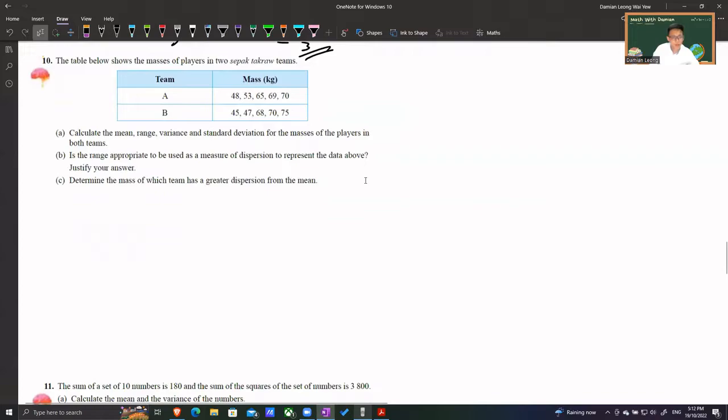Now we look at question 10. The table here shows the mass of players in 2 sepak takraw teams. Calculate the mean, range, variance, and standard deviation for the masses of players in both teams. So straightforward, we find the mean for team A and team B.